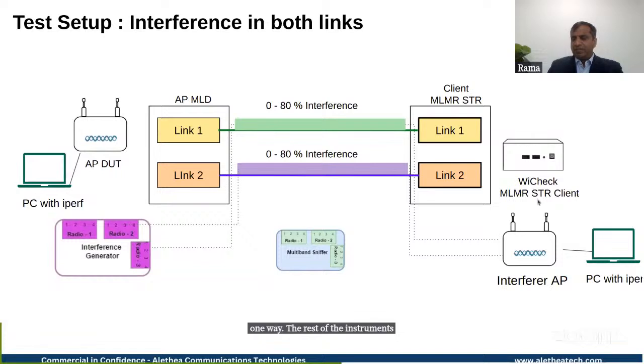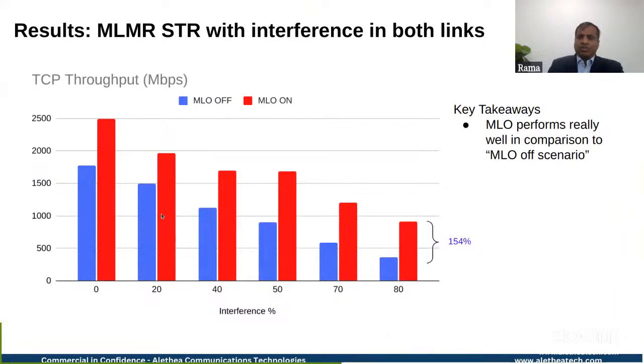The rest of the instruments are the same. We have a sniffer, we have a MLMR STR client, whose capability I have given in the slides before, and we have a PC with iPerf too, that is used to measure. So we have TCP throughput results here. You see that the MLMR STR with interference in both links, in this case, the throughput has increased, or I would say increase.